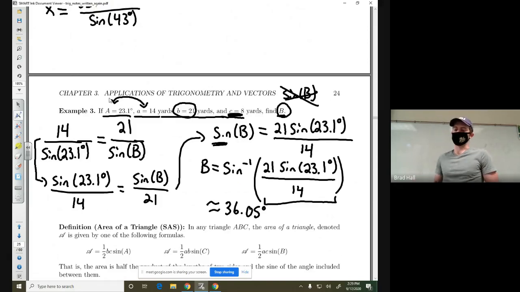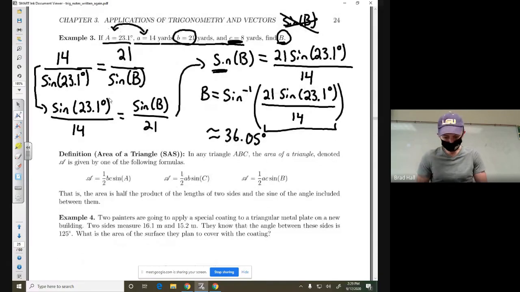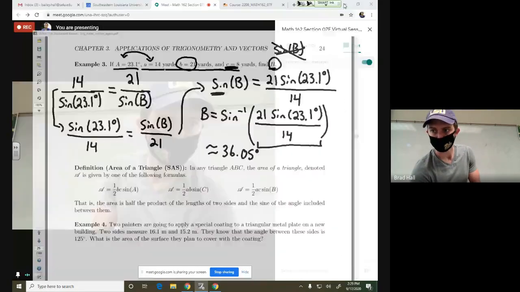Now you might think, all right, cool, we found B. Well, let's hang on to that. As I mentioned, we're going to go ahead and solve this triangle. So that means we need to figure out all the sides and all the angles. Naturally, I might need a little bit more room to write on. So let's not minimize this. There we go.